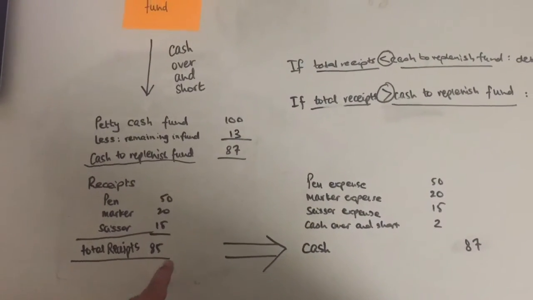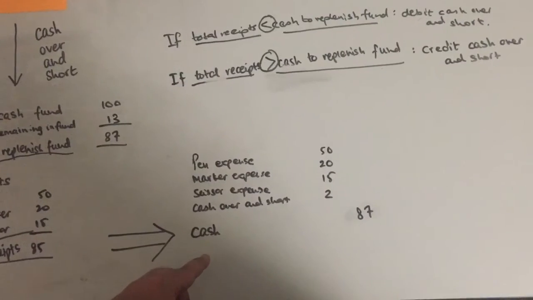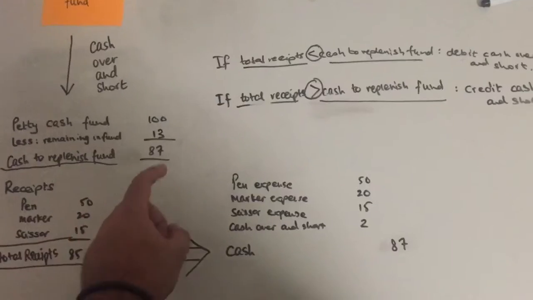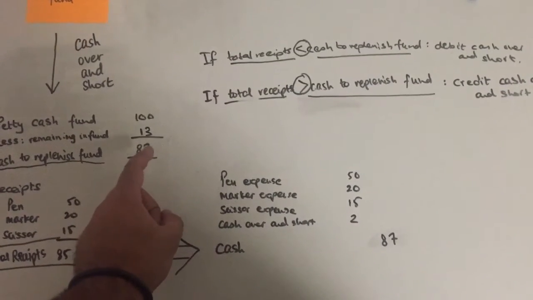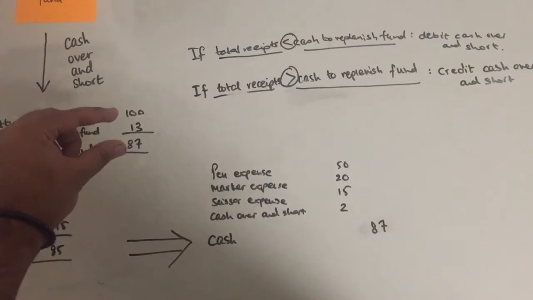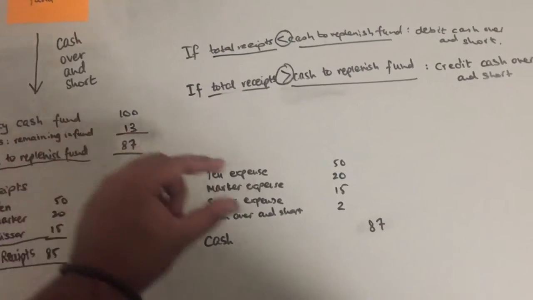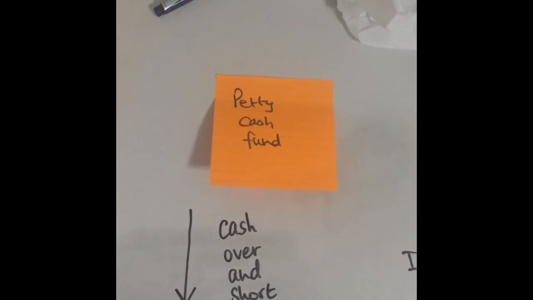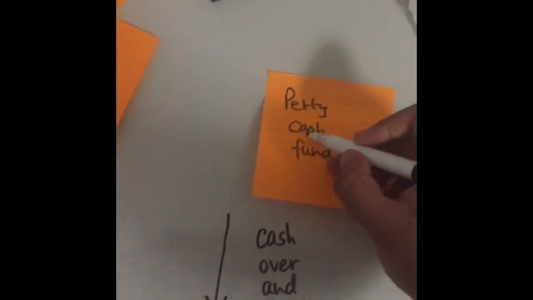Once you've made the adjustment to see whether the cash to replenish the fund is smaller or greater than the total receipts, or if it's equal, you need to credit cash by the same amount of the expenses that have been done. For example, if $13 is left in the fund, you have to credit cash by the original amount minus the cash that's left inside the fund. Once you get this, then the adjusting entry is done. After understanding this, the concept of petty cash fund is basically done.